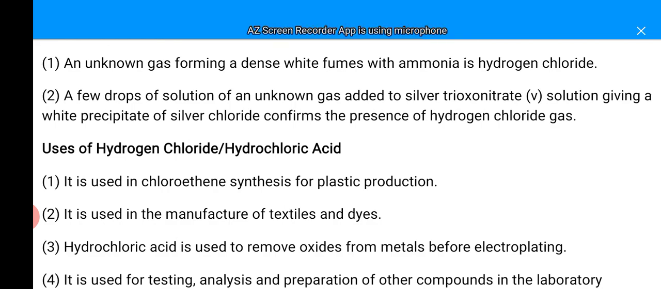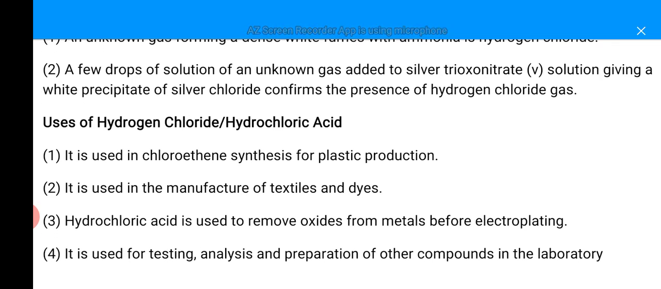Number 3, hydrochloric acid is used to remove oxides from metals before electroplating. If you want to plate a lower metal with a higher metal that cannot rust easily, you need to remove any form of oxide present before you plate it, so that the plating would last for a long time as it's supposed to. Number 4, hydrochloric acid is used for testing, for analysis and preparation of other compounds in the laboratory.